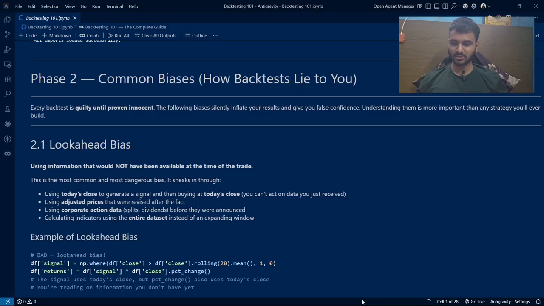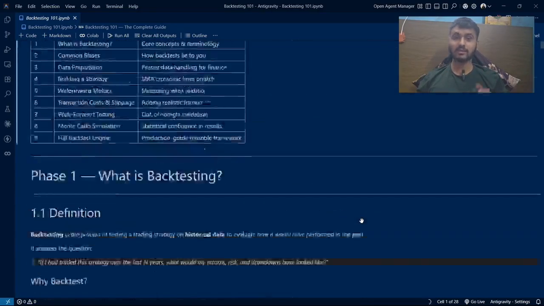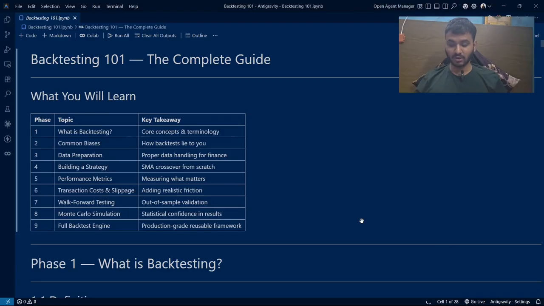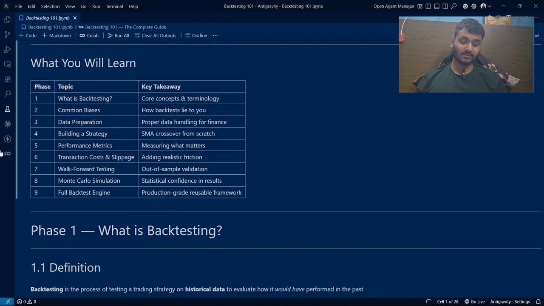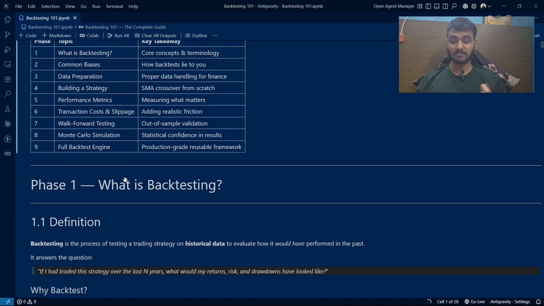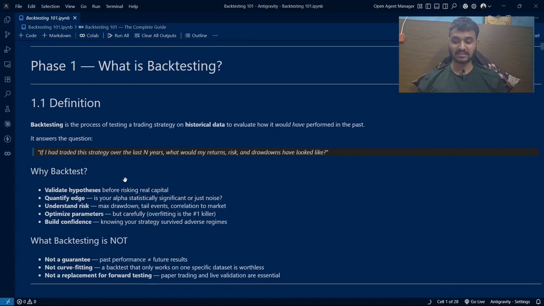And today we are going to be talking about backtesting 101, the complete guide, right? Now, these are the key topics that we are going to cover and the key takeaways behind it. Now, let's talk about phase one. What actually is backtesting? What do we mean by backtesting, right?